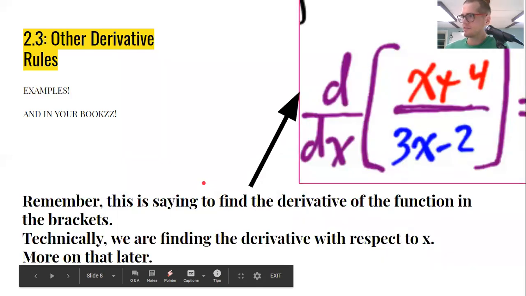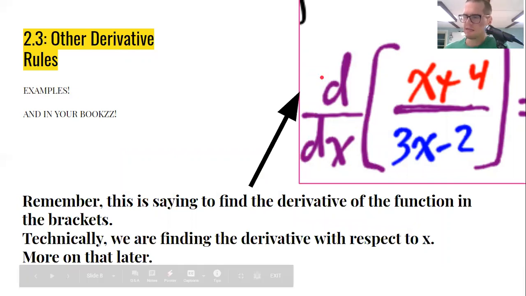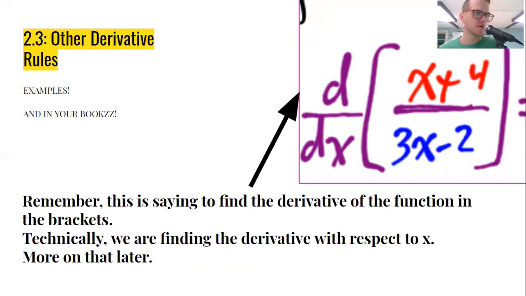By the way, this d over dx technically means you're taking the derivative of whatever's in the brackets with respect to x. That doesn't fully make sense right now. It will when we come back to it in a later lesson. But right now, just remember d over dx means you're taking a derivative. So do the derivative and move on from there.